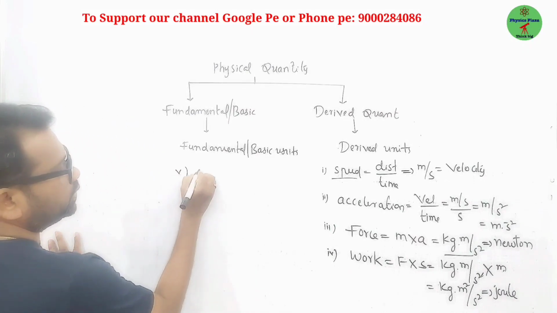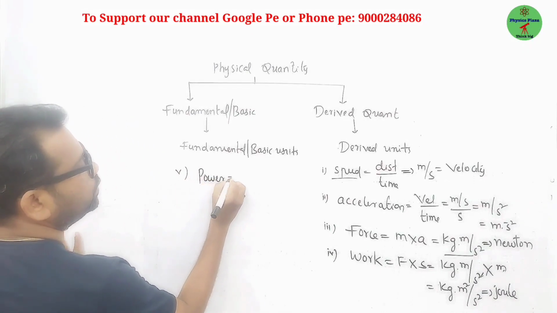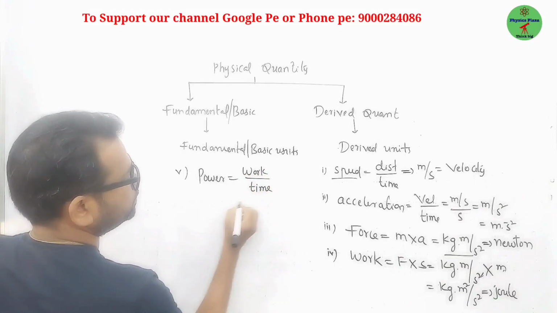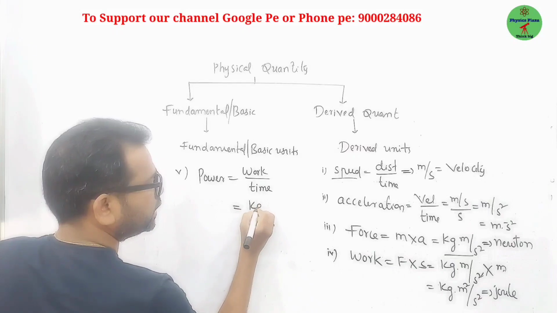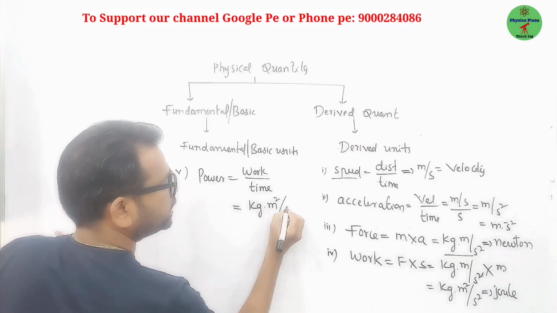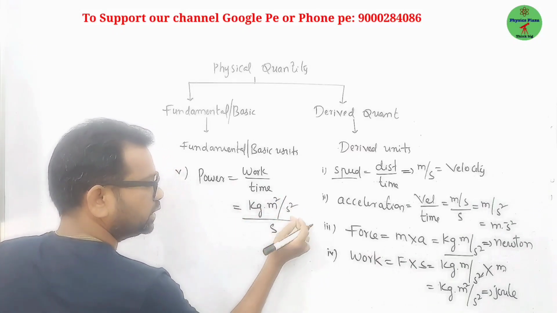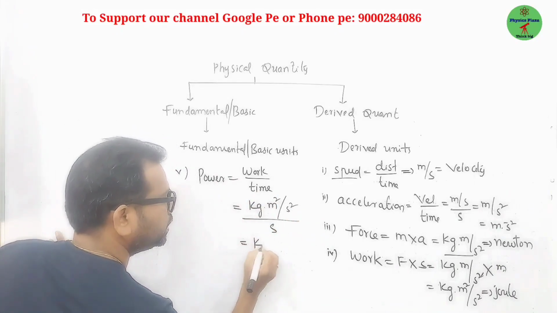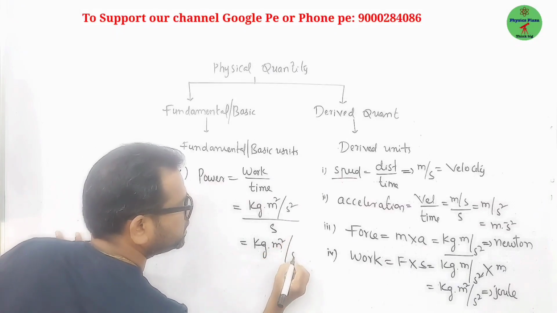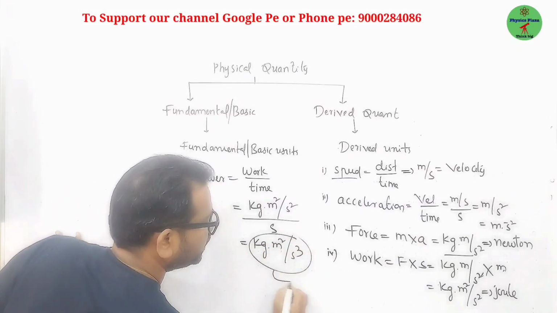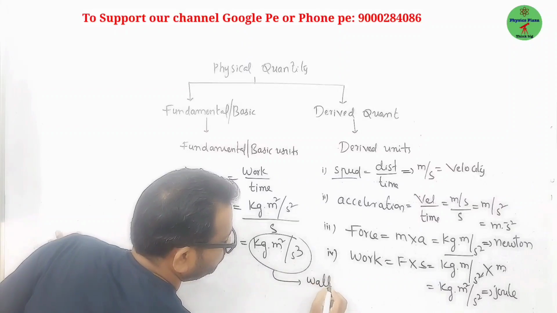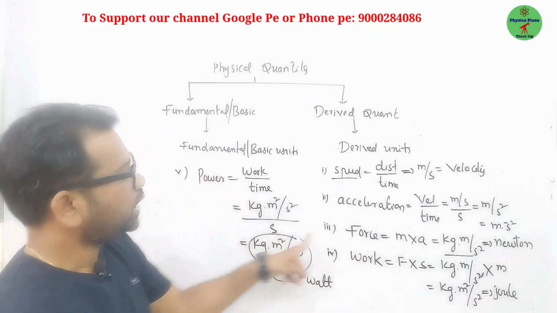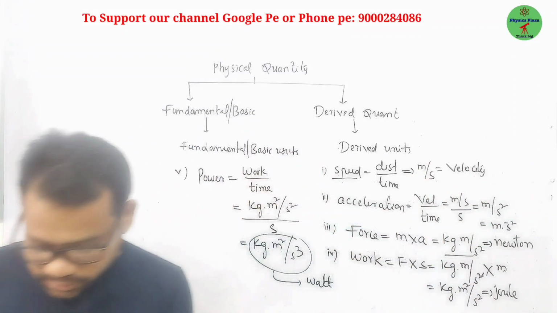Next, let us see power. Power is equal to work by time. The work unit is kg meter square per second square, divided by time, which is second. The second square stays in the denominator, and second square into second will be second cube. So this is kg meter square per second cube. This entire unit we can call a watt. So dear children, these are a few examples of derived quantities and derived units. Just make a note of it.